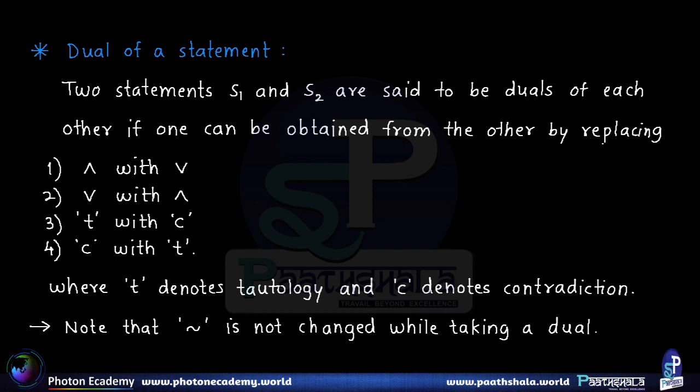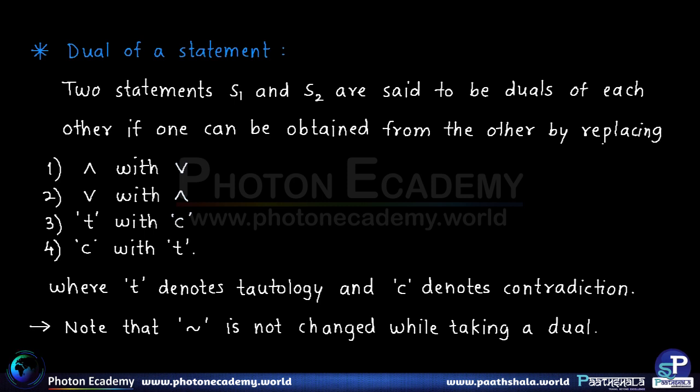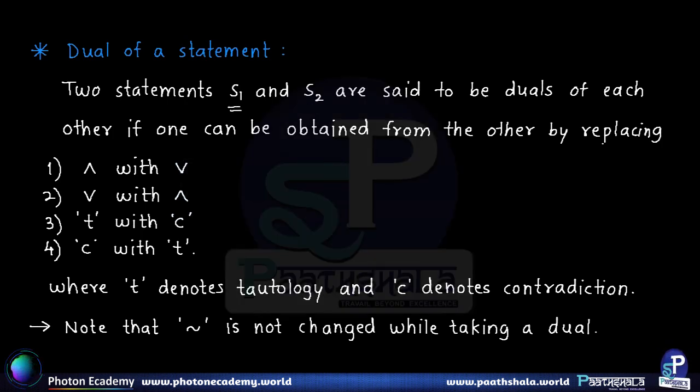Now as mentioned at the end, we have to note that negation is not changed while taking a dual. So if there is a negation in the original statement, we just keep it as it is, we don't change it. And as mentioned here, the two statements are said to be duals of each other. So S1 is the dual of S2 and S2 is the dual of S1, it works both ways.